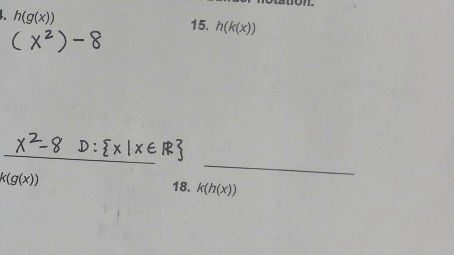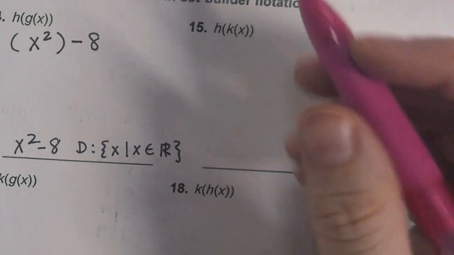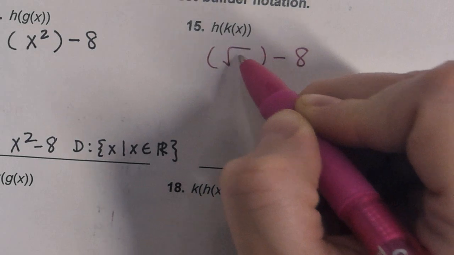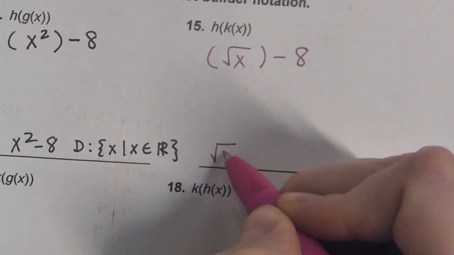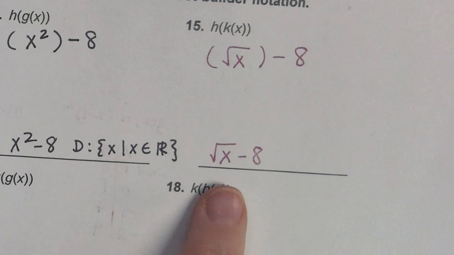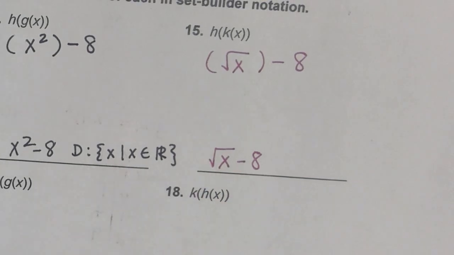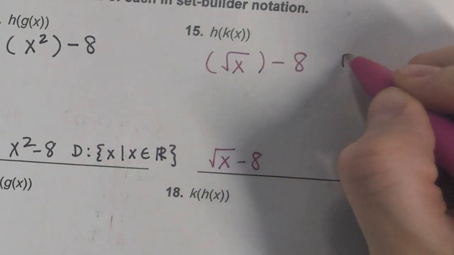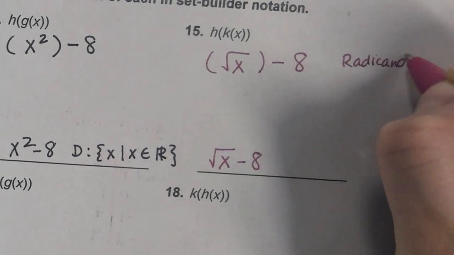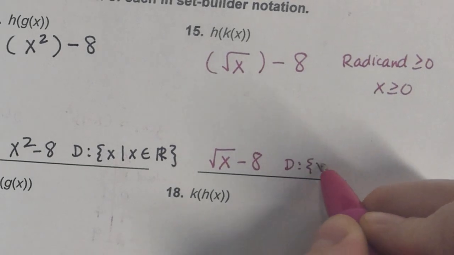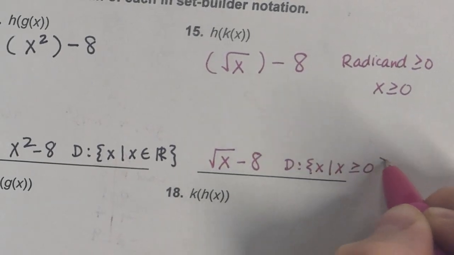Alright, with 15 you have to be careful. So when you plug this in, you have h of x, which is x minus 8. So x minus 8, you plug in k of x to get root x. So that's simplified. When you're writing that, make sure that you don't extend the radical. Okay, it doesn't go over that. And then when you do the domain, you have a radical. The rule is you always take the radicand and set it greater than or equal to 0. And then to write that in set notation is just x, such that x is greater than or equal to 0.